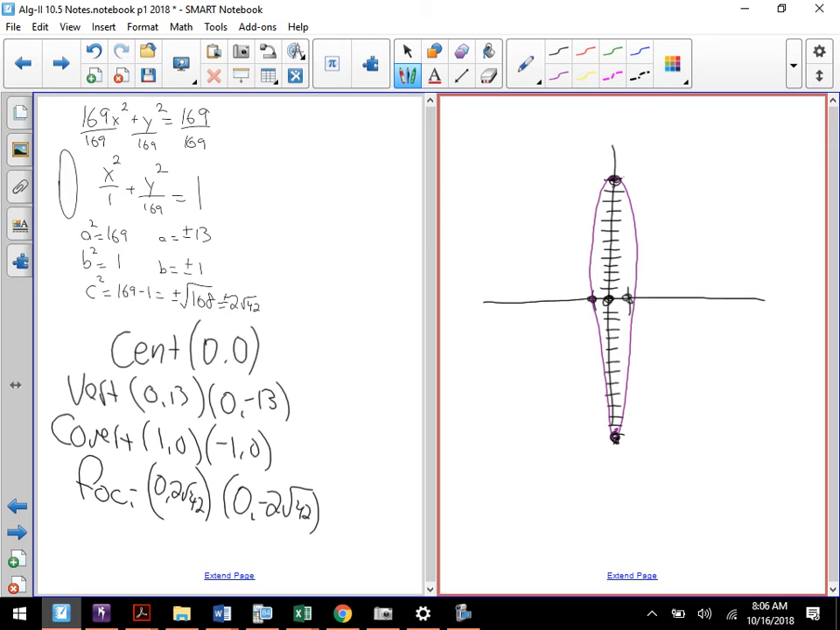Are there asymptotes with hyperbolas? I'm sorry, with ellipses? Yes, sir. Yeah, asymptotes. Remember the slant asymptotes you guys found yesterday? No, we're getting to them again. Yeah, the dotted diagonal lines. Yeah, those were called slant asymptotes.